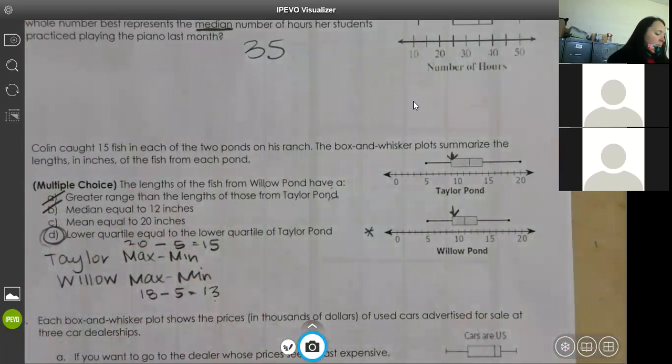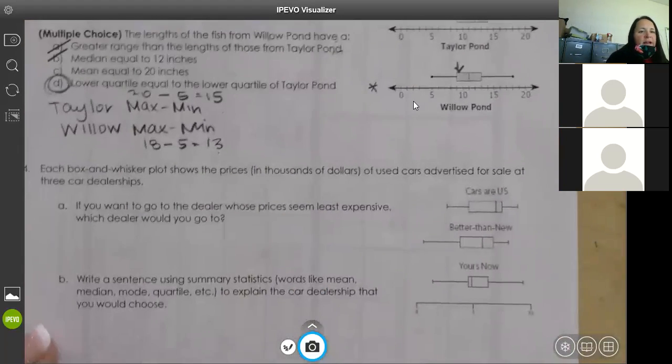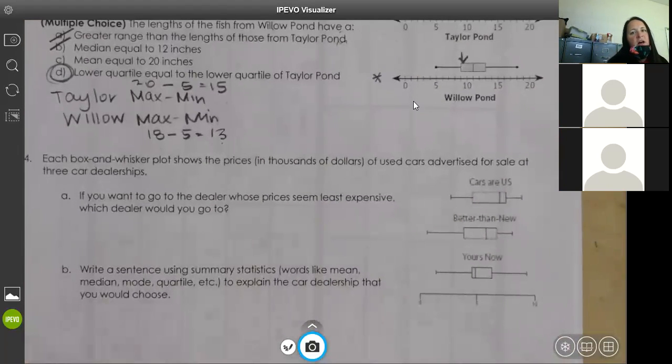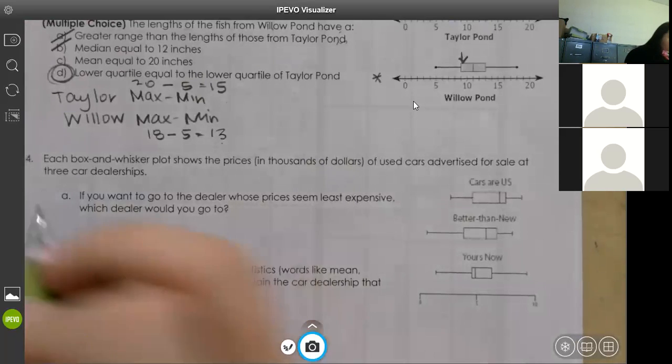Everybody good? All right. Number 4, each box and whisker plot shows the prices in thousands of dollars of used cars advertised for sale at 3 car dealerships. If you want to go to the dealer whose prices seem least expensive, which dealer would you go to? How would you figure out which one's least expensive? Where would it be on that number line? Where are your least values on the number line? Left or right? On the left. Which one is mostly to the left? Better than new.